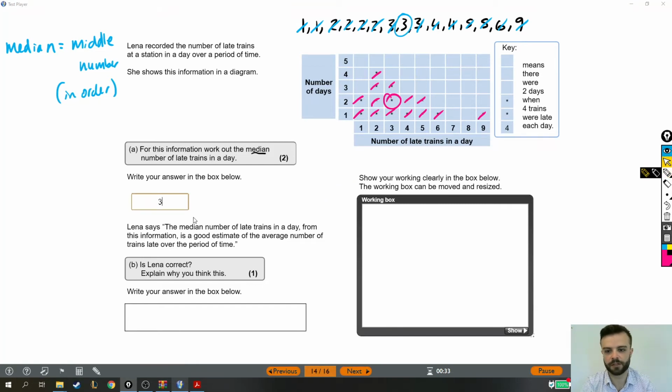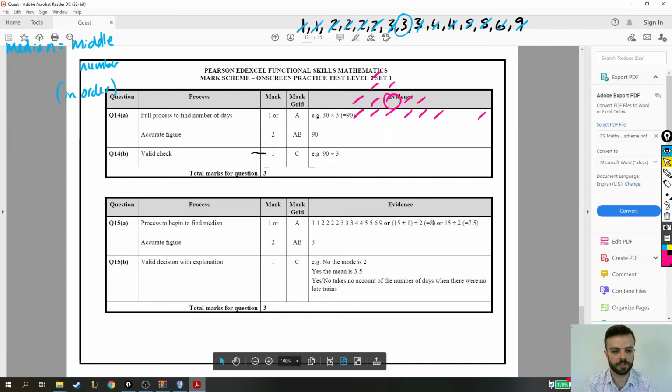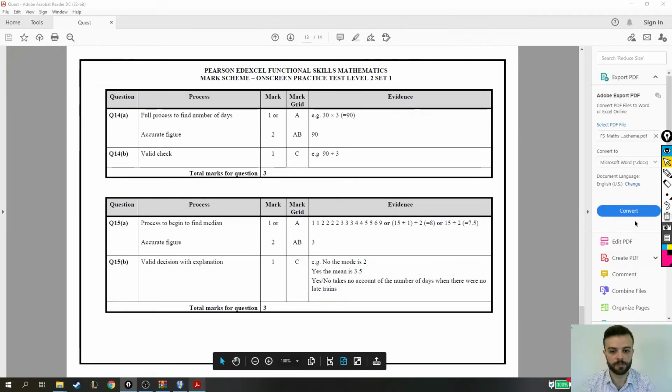Part B is the really tricky part. Lena says the median number of late trains in a day from this information is a good estimate of the average number of trains late over the period of time. So we have to state, is Lena correct, and give a brief explanation. It's tricky. Basically, it's asking us, is the median a good type of average? There are lots of different ways of answering this question, and honestly, I think one of the easiest ways to explain it is just to show you the mark scheme here.